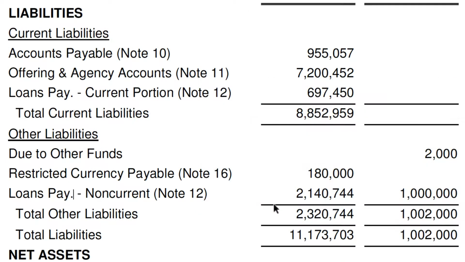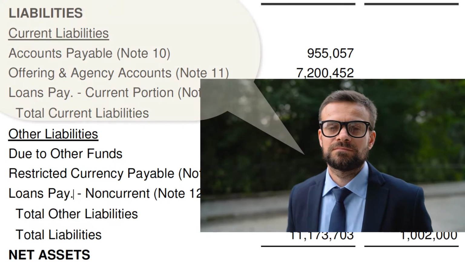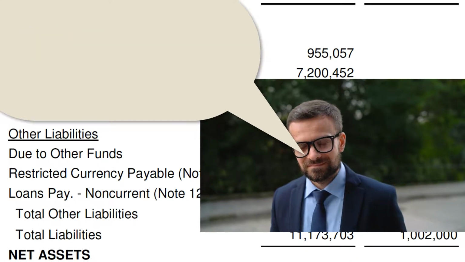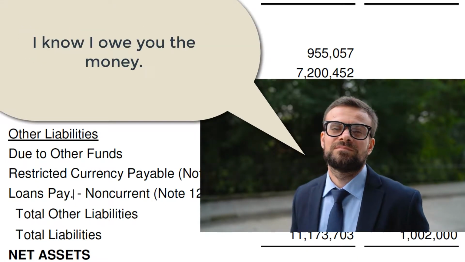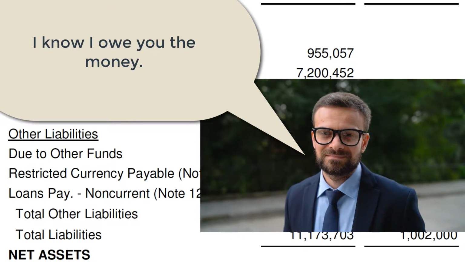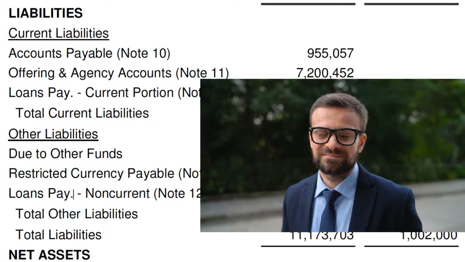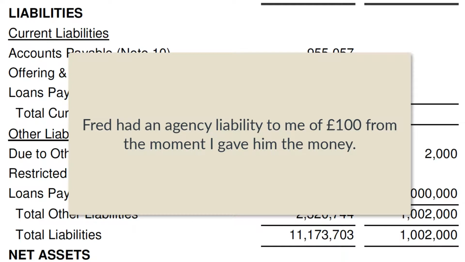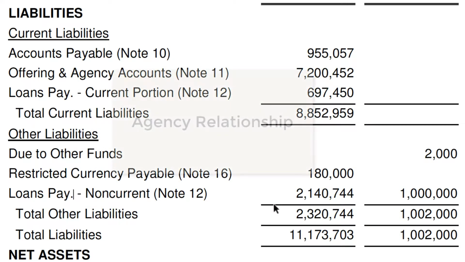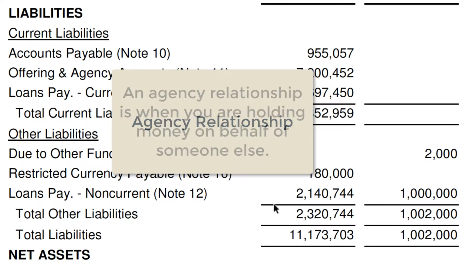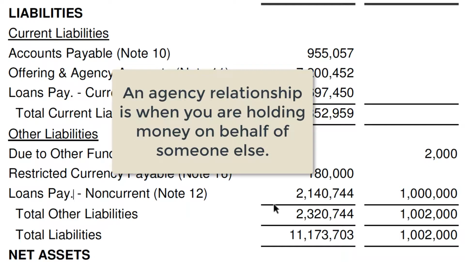When Fred comes back at me, he looks sheepishly and says, "Mac, I'm really sorry. I spent the money on a television for the family. I want you to note, though, I know I owe the money to you, and I will pay it to you as soon as I can." It is true that Fred has a liability of £100. Fred has betrayed what is referred to as an agency relationship. An agency relationship is when you are holding money on behalf of someone else.